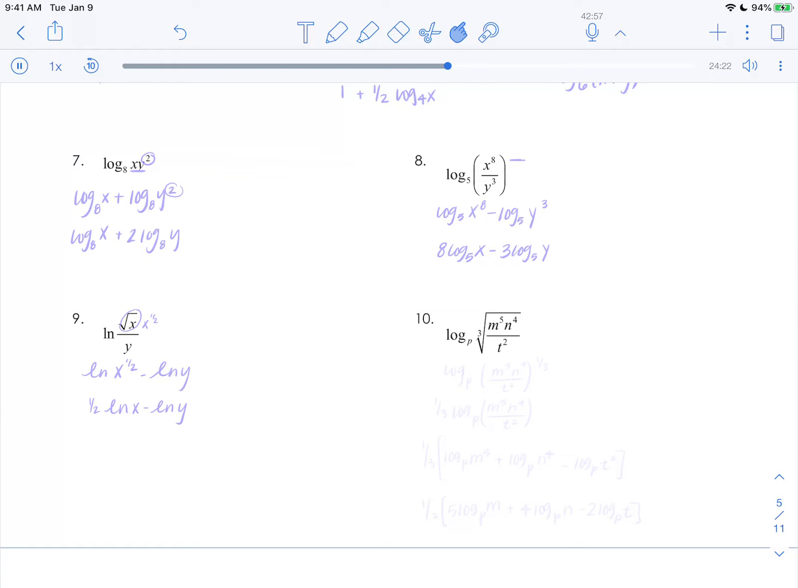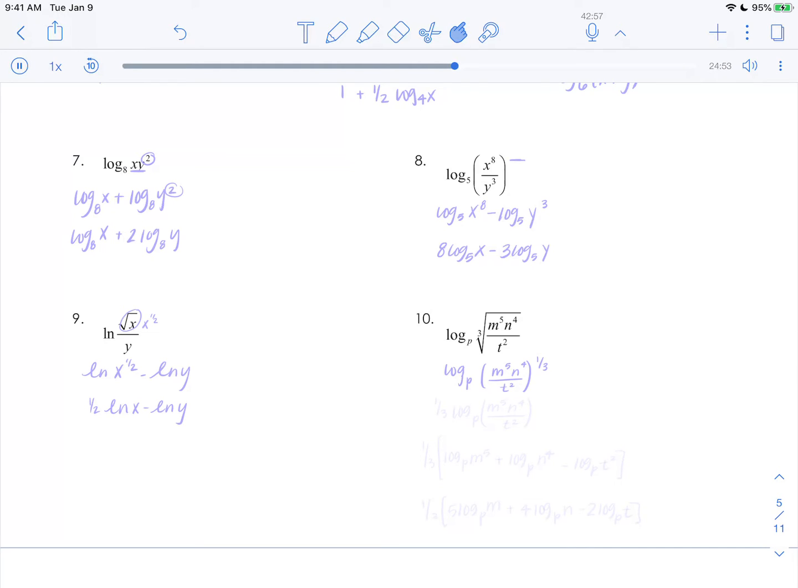Okay. Last one, this one's a little lengthy, since we have our entire cube root. So we can rewrite this first as log base p of m to the 5th, n to the 4th over t squared, all of that to the 1/3. Okay, so I would do it like this personally. I think it just looks a little neater.